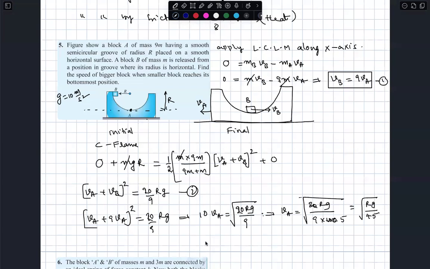I just want to check if any student has a doubt on this. Do any students have a doubt? Asrita, do you have any doubt on this? No, sir. Bhavita, do you have any doubt on this? No, sir. Nakshatra? No, sir. Right.